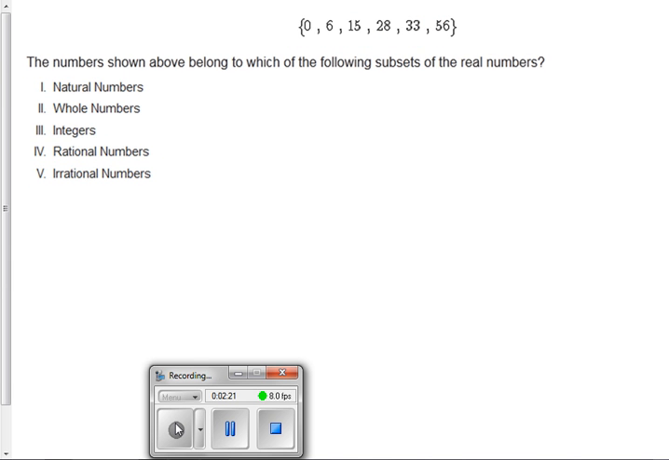Checking out the second group, you have 0 and all of these positive whole numbers. So these are whole numbers. Whole numbers include zero. Well, if they're whole numbers, they have to be rational numbers. Therefore, they are not irrational. These are also integers. Integers are positive and negative whole numbers, including 0. The only thing they're not would be natural numbers. Why are they not natural numbers? Because it includes 0. So these would be whole, integer, and rational.